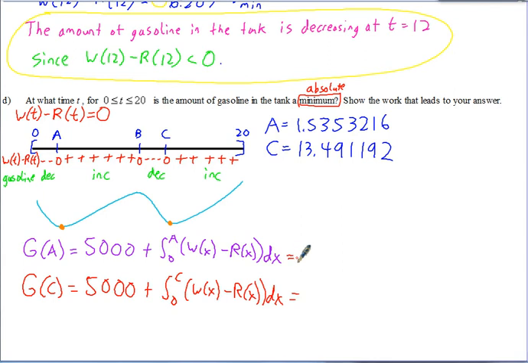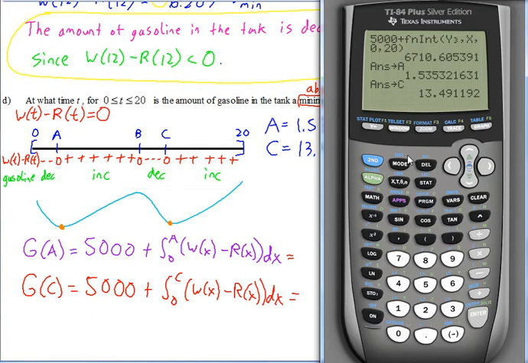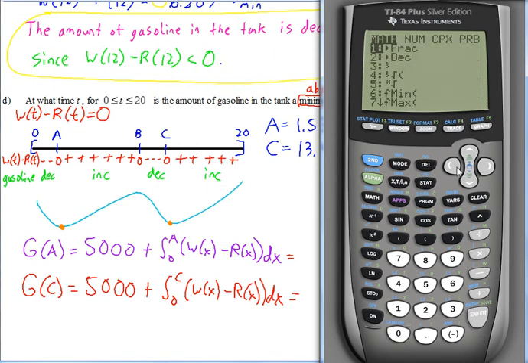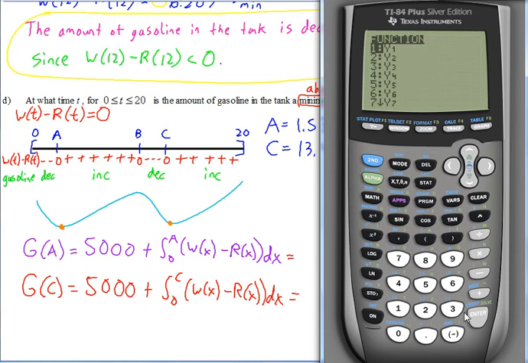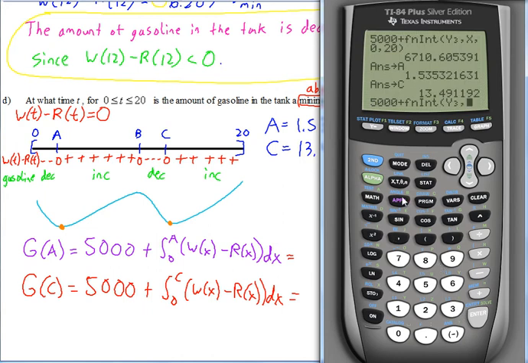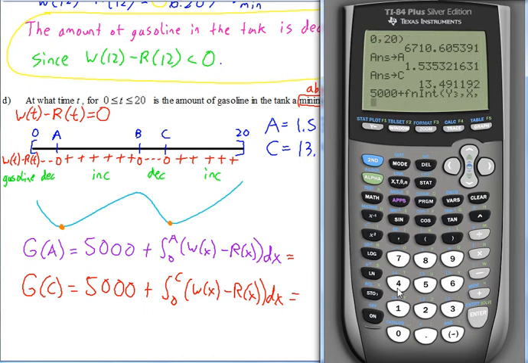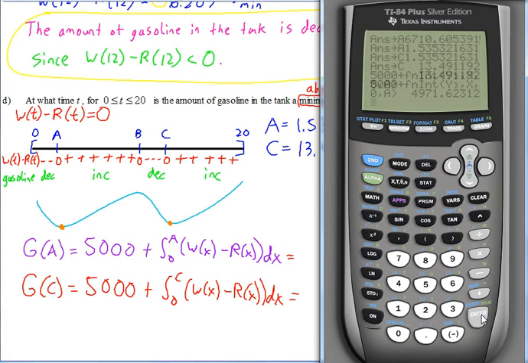And again, we can use our calculator to do that. So we go 5,000 plus integral of, this was y3 on our calculator, comma x, comma lower limit 0. And if you store it in your calculator, you don't have to type it again. You can just go alpha A, it's the upper limit. And we get 4,971.623.